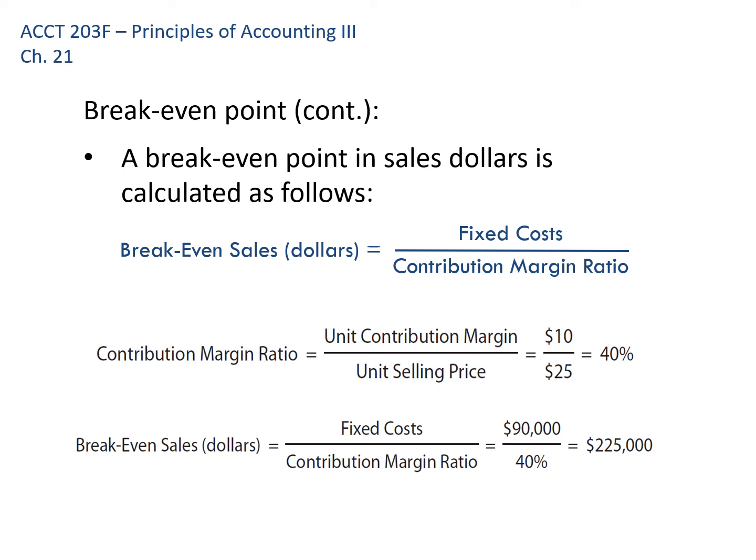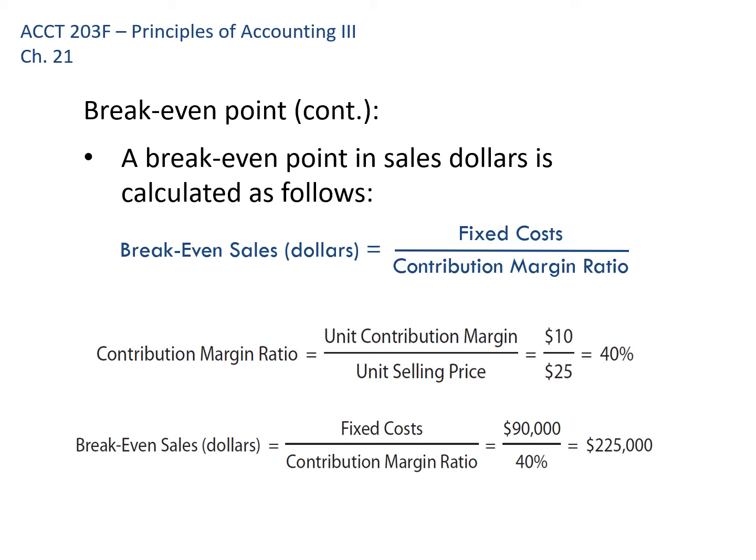So the first line there, contribution margin ratio, that's just a reminder of what we calculated a few slides ago. Now I can take the fixed cost of $90,000, divide by 40%, and I have sales of $225,000. If I take the answer we got on the previous one of 9,000 units and multiply it by the $25 selling price, I get $225,000. So it's the same break-even point. It's just whether I express it in units or in dollars.